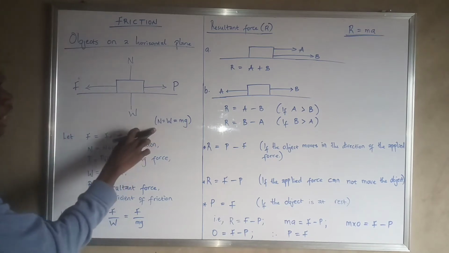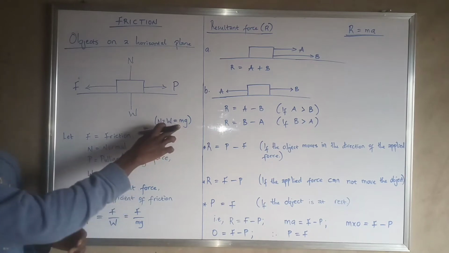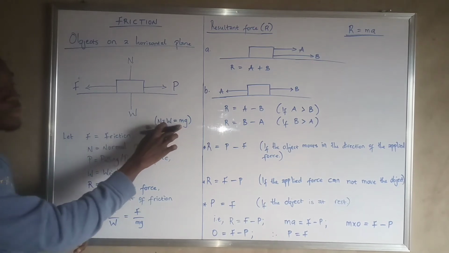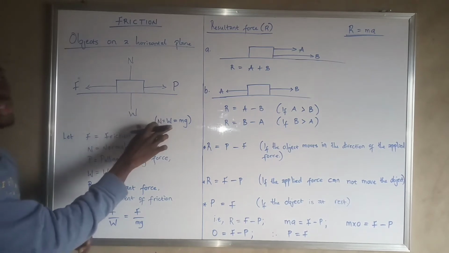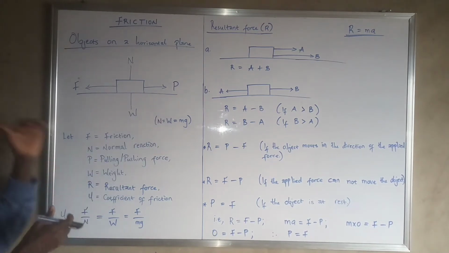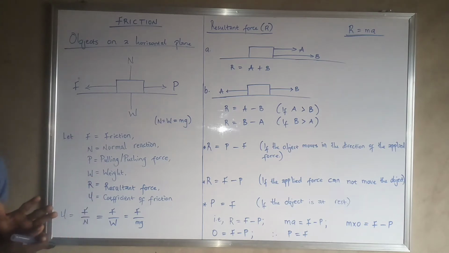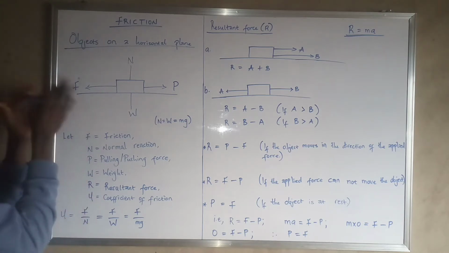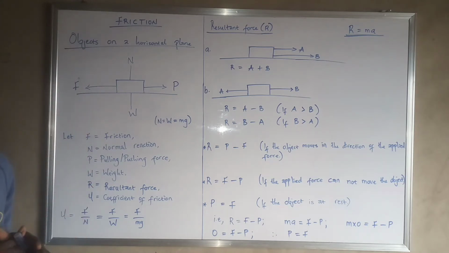So here we have normal reaction is equal to weight, which is equal to mass and gravity. The formula for weight is mass and gravity. But how do we get normal reaction being equal to weight? The reason is that both normal reaction and weight here are parallel to each other. Normal reaction acts vertically upward, while weight acts vertically downward, and they are parallel to each other.